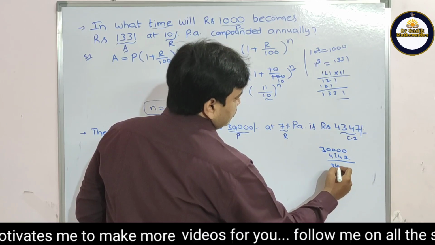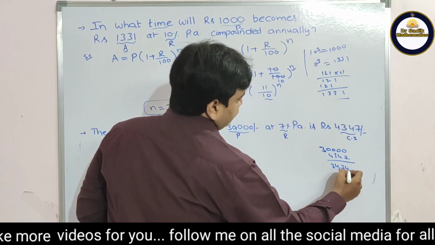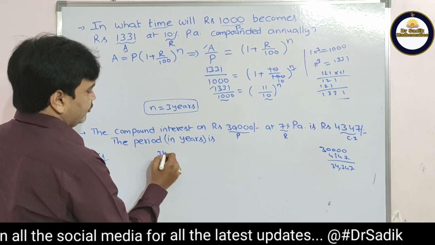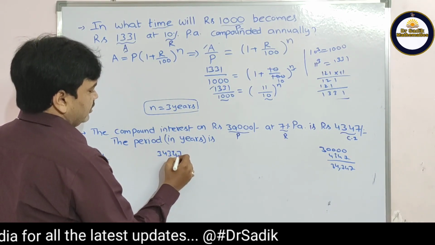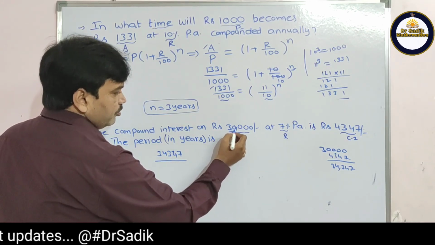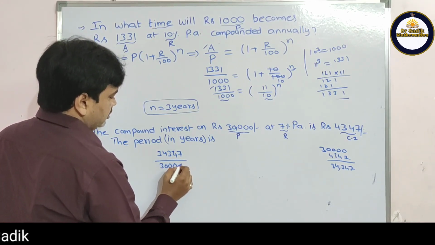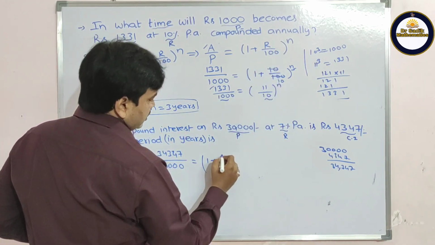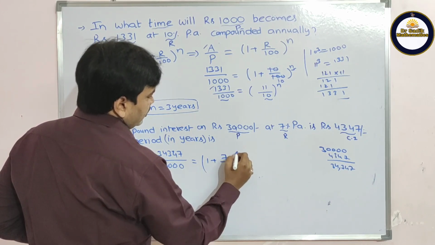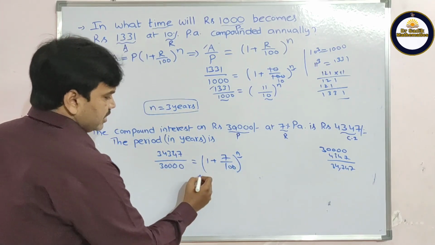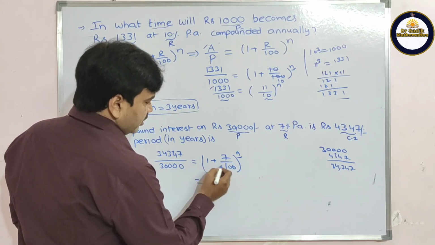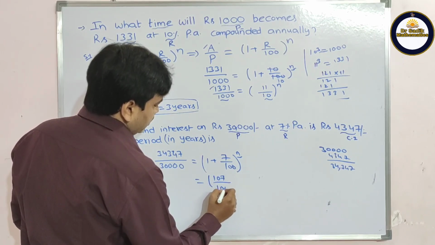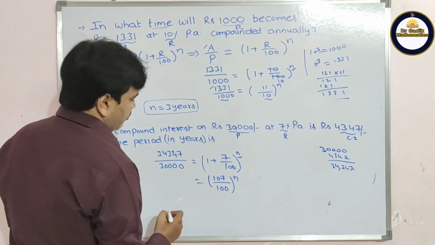Clearly we get 34,347. So the amount value is 34,347 divided by the P value, 30,000, that is equal to (1 plus R value, 7 by 100) whole power n. We are finding the n value here. So what is the LCM here? 100 into 1, 100 plus 7. That means you get (107 by 100) whole power n.